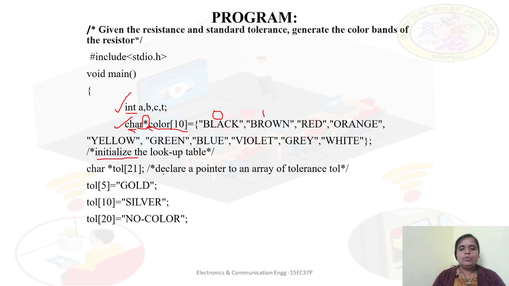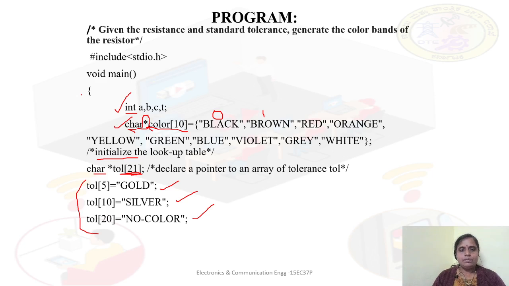In the same way I declare a pointer array for the tolerance, again of the type character, of size 21. I could follow the same method, but as I have only three defined values, gold, silver and no color, related to 5%, 10% and 20% respectively, I directly declare these three in the tolerance pointer. So this is all the initial setup we are doing in our program.